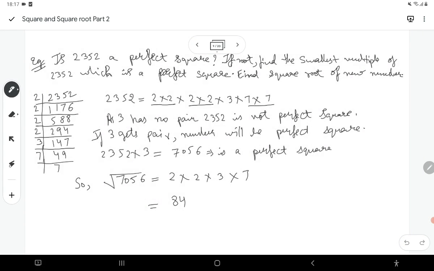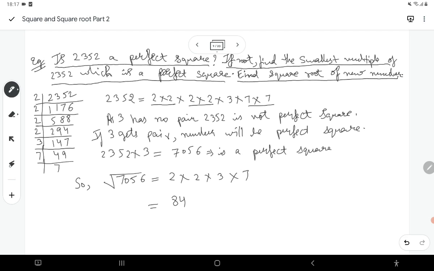Let's solve some questions. It asks, is 2352 a perfect square? If not, find the smallest multiple of 2352 which is a perfect square. And after that we have to find the square root of the new number. So we are going to use the prime factorization method, which I have discussed just before.